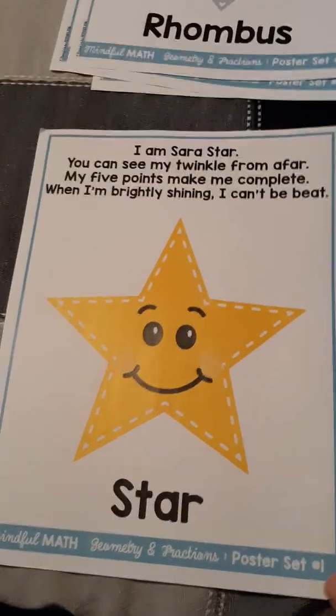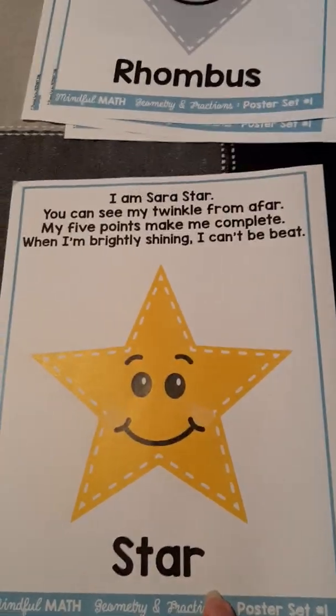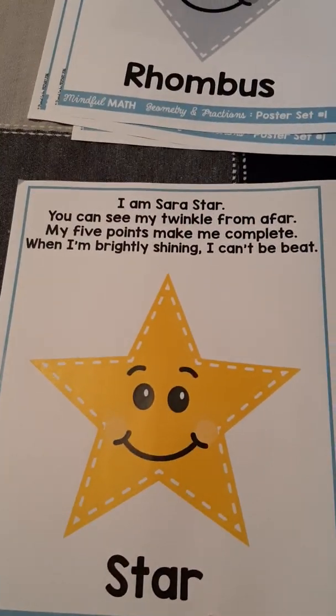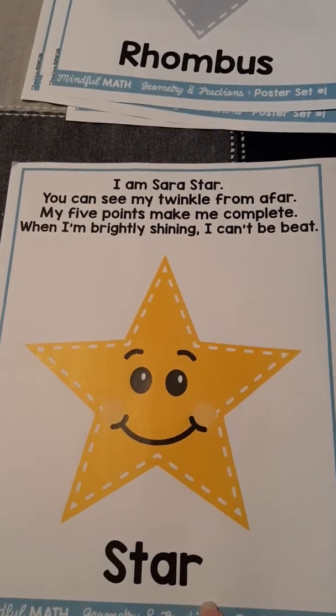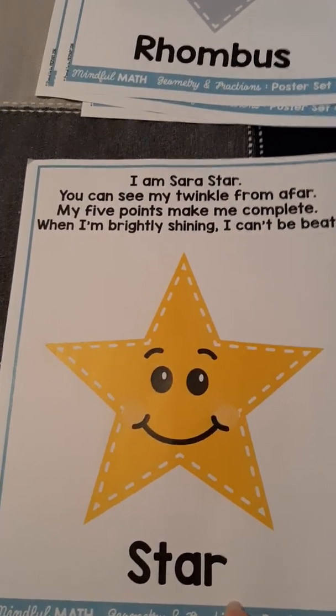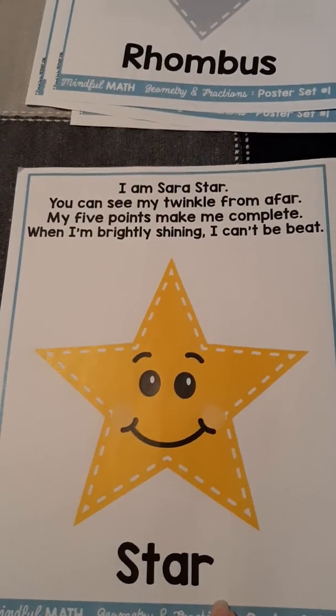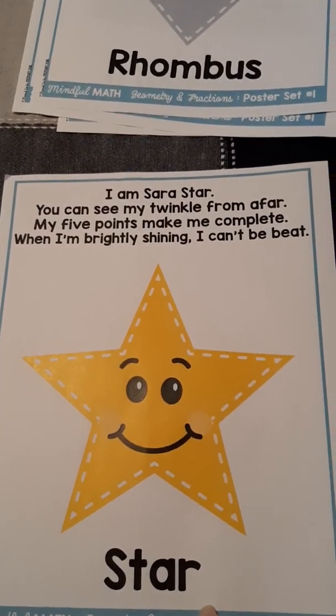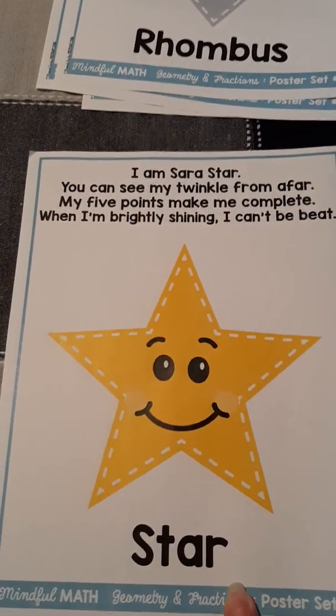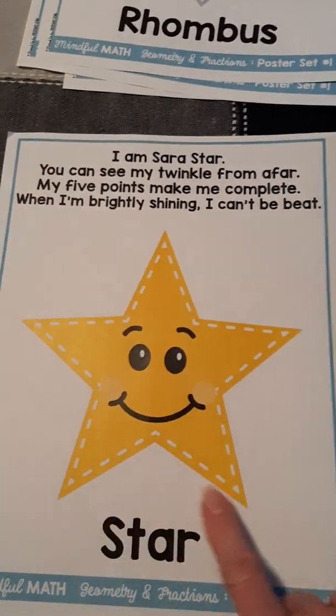And our last shape is a star. I am Sarah Star. You can see me twinkle from afar. My 5 points make me complete. When I'm brightly shining, I can't be beat. So 5 points.